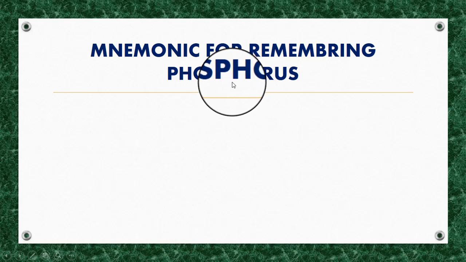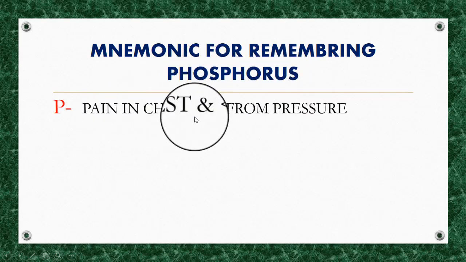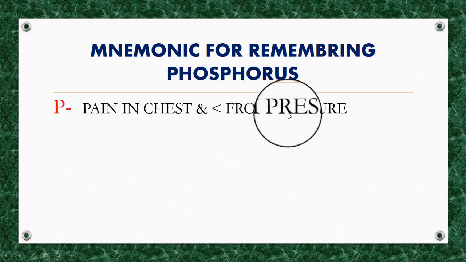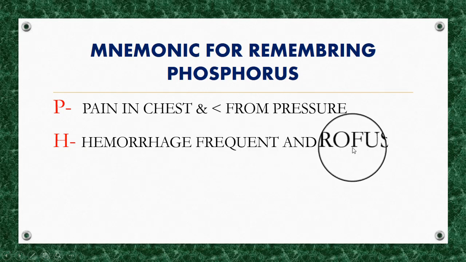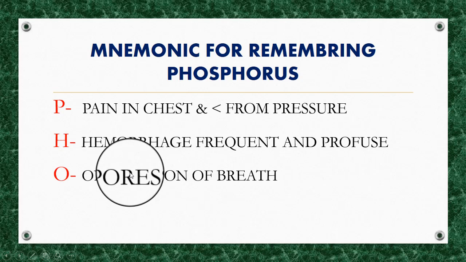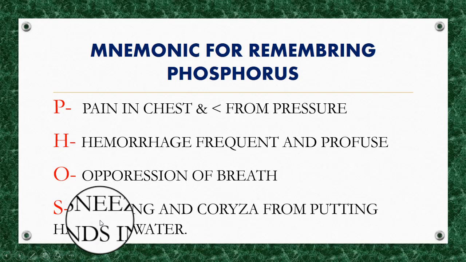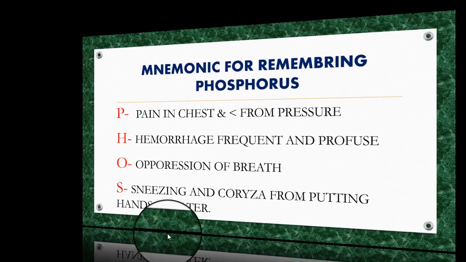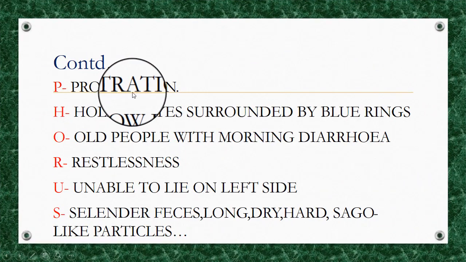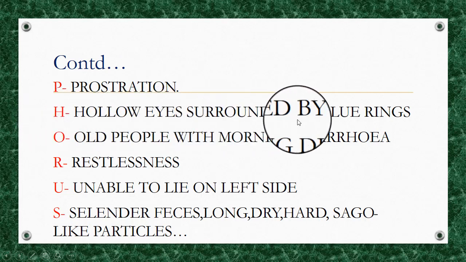So let's start. You can see here phosphorus. P stands for pain in chest and aggravation from pressure. H stands for hemorrhage, frequent and profuse. O stands for oppression of breath. S stands for sneezing and coryza from putting hand in water. P stands for prostration. H stands for hollow eyes surrounded by blue rings.